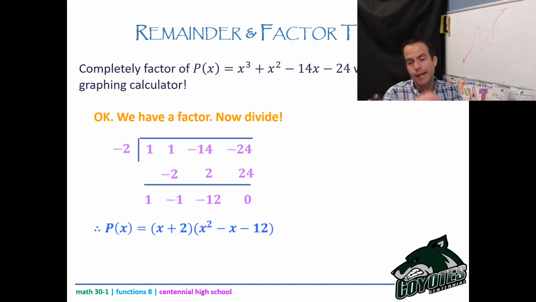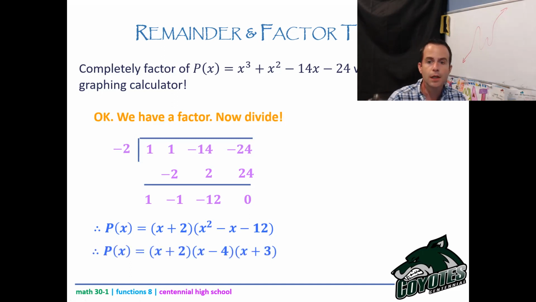So now I'm looking at that x squared minus x minus 12, and I'm saying, okay, let's factor that. Can you tell me two numbers that multiply together to give you -12 and add together to give you -1? And they are -4 and 3. So now I have completely factored, okay?